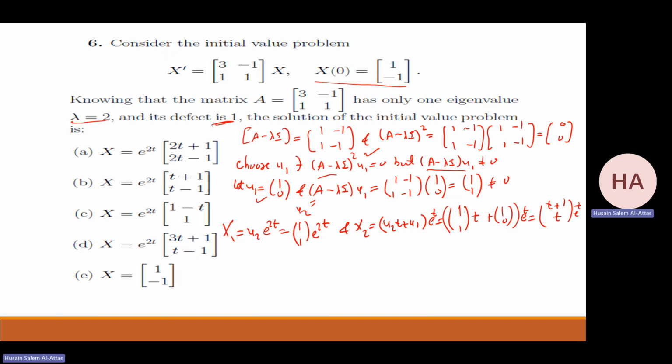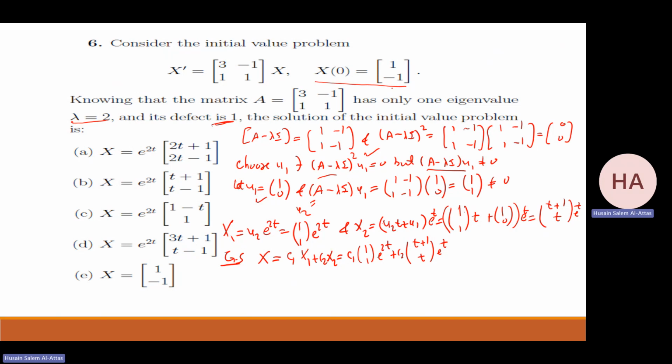Now what will be my general solution? Then I will do the initial condition. General solution equals C1 x1 plus C2 x2. That will be C1 times 1, 1 e to the power 2t, plus C2 times t plus 1, t, e to the power 2t.